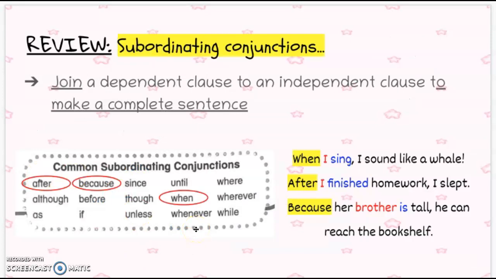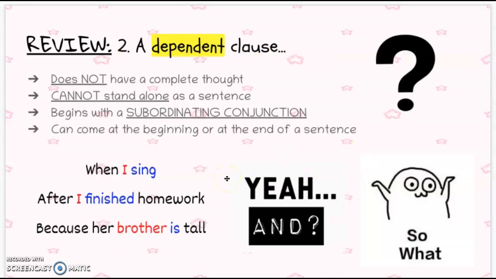So for example, dependent clauses: when I sing, after I finish homework, because your brother is tall. They can't stand alone. They're dependent. They need a strong independent sentence to help them out.